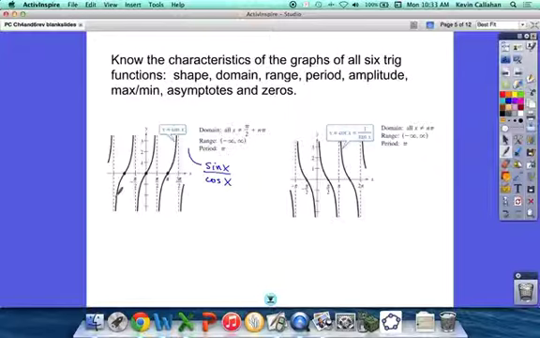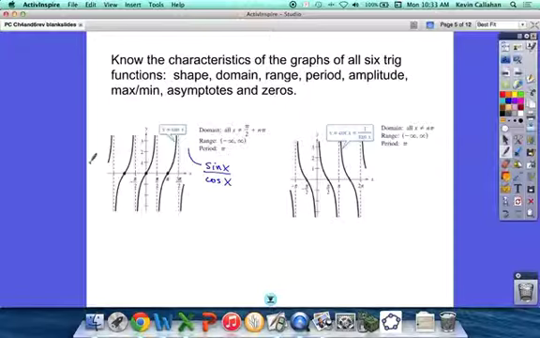Would it make any sense to talk about an amplitude? No. How about the period? What's the interval of x that it repeats itself? From negative pi over 2 to pi over 2, that's pi, right? It repeats itself every pi. So you could see the period is pi.